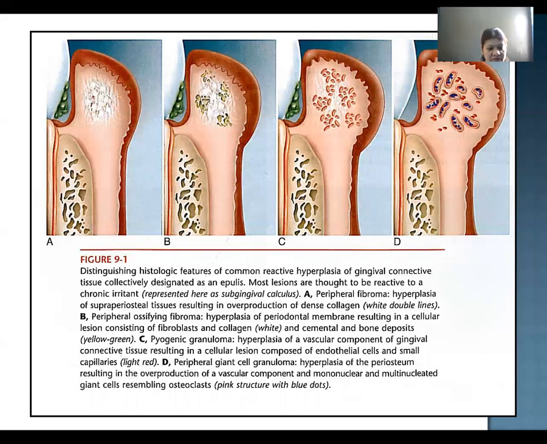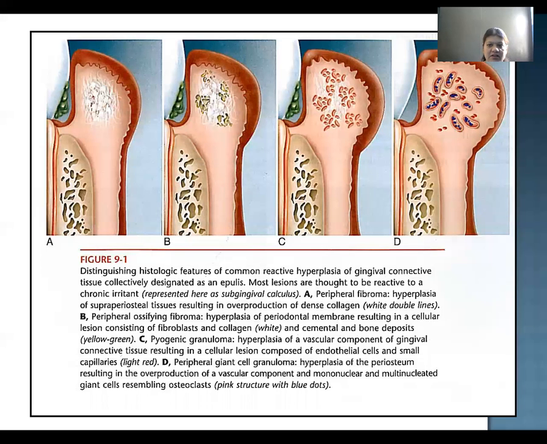Next one is the peripheral ossifying fibroma. Here the hyperplasia of the periodontal membrane results in a cellular lesion consisting of fibroblasts and collagen and cemental or bone deposits. So bony trabeculae are seen.